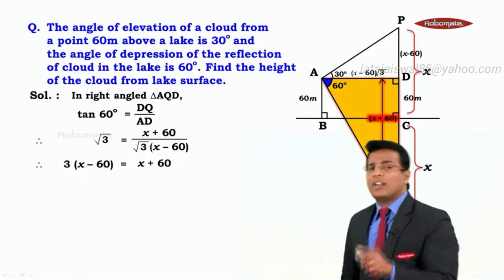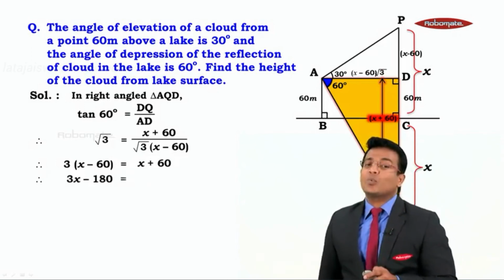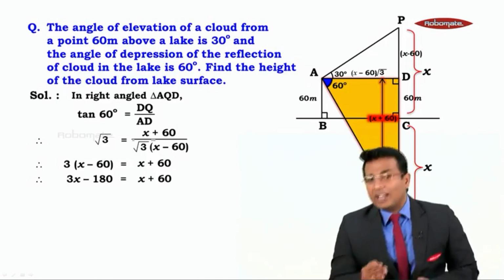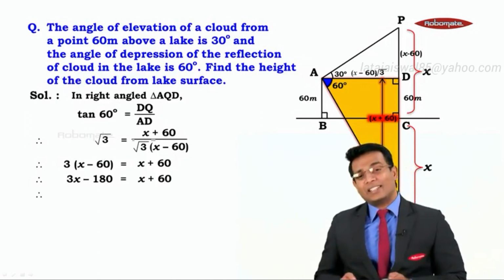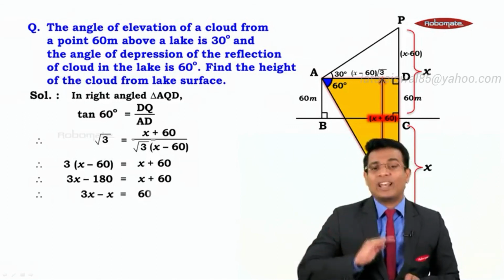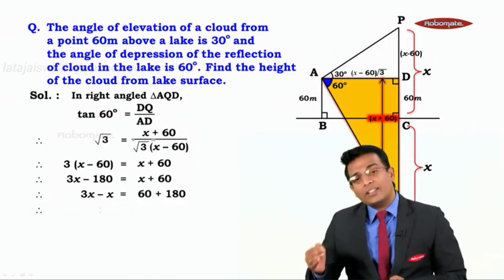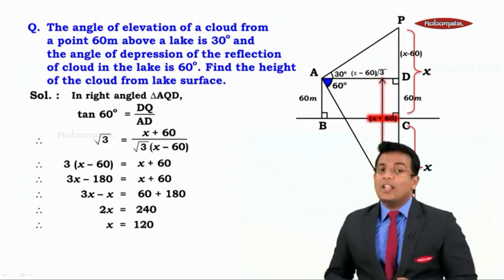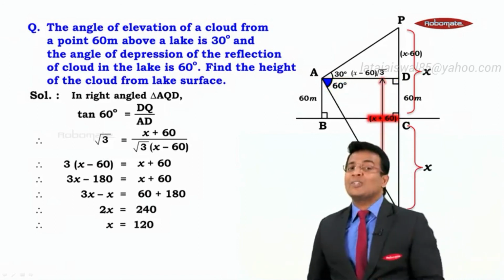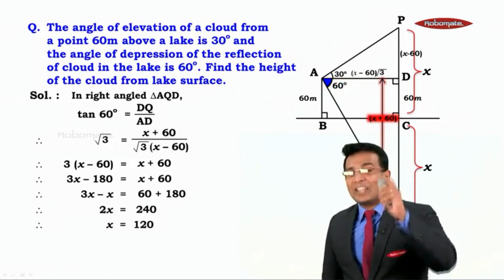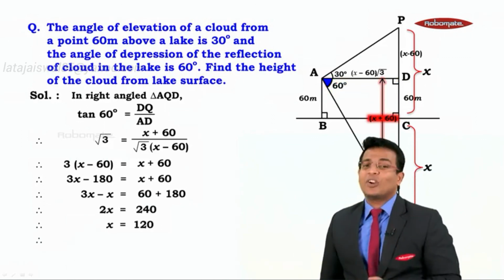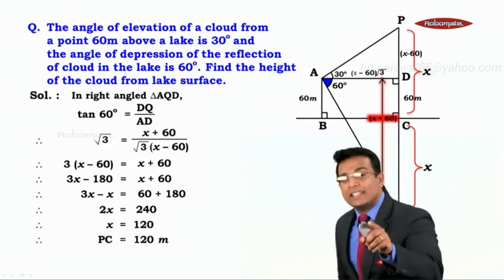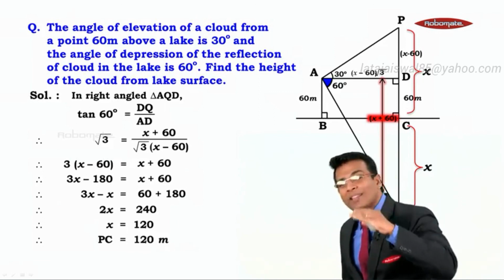So open the bracket on the left hand side. We get 3x minus 180 is equal to x plus 60. Take x on one side, numbers on the other side. So we get 3x minus x is equal to 60 plus 180. Right? So we get 2x is equal to 240. Hence we get the value of x as 120. We got the value of x and that is what we were supposed to find, because x is the value of PC. So PC is 120 meters, and PC is the height of the cloud from the lake surface.